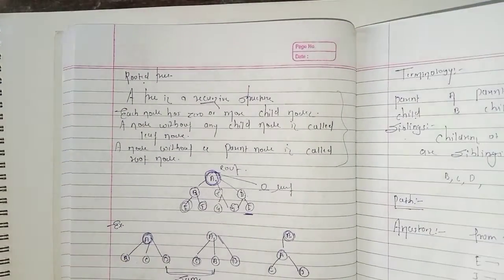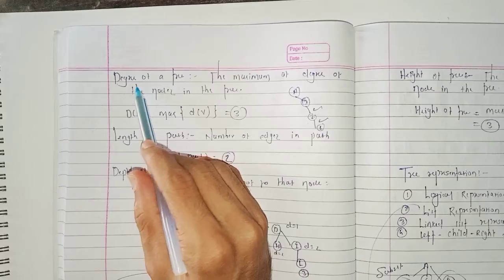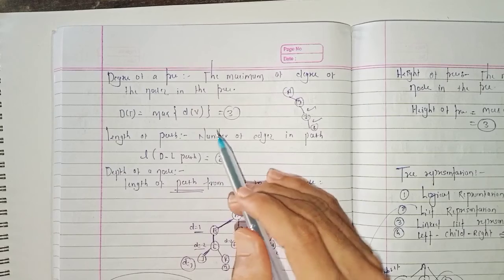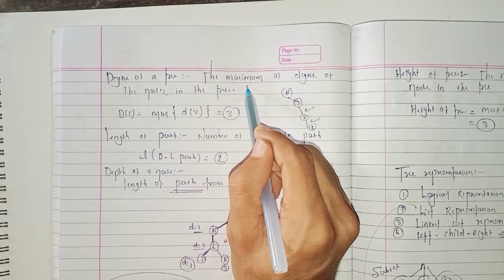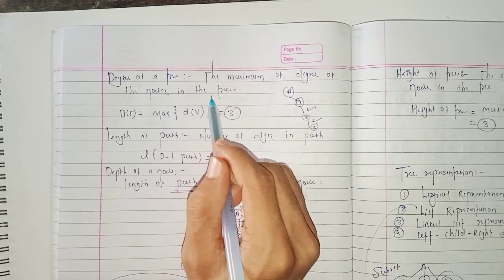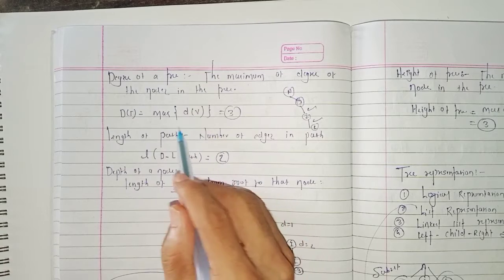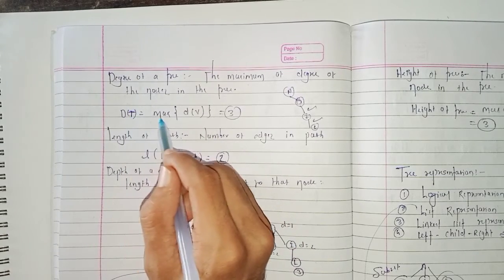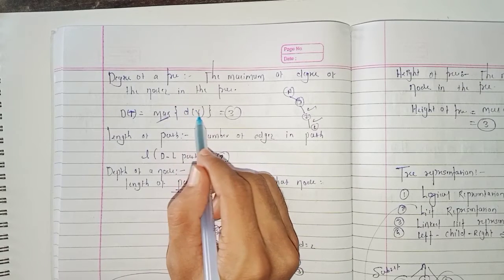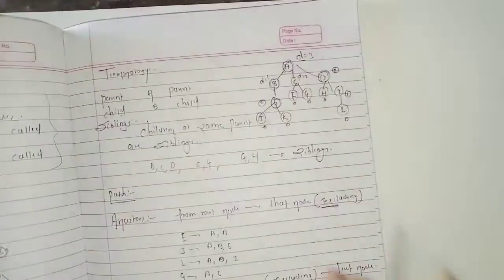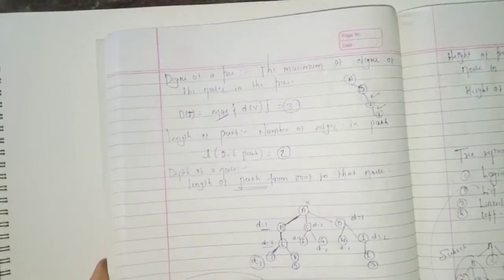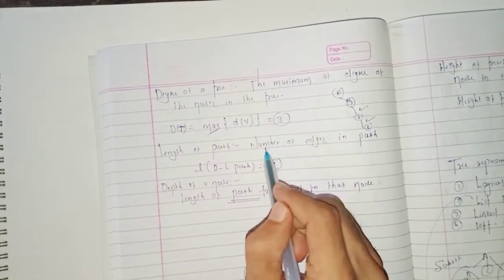The previous was the degree of a node, and right now we need to find out the degree of a tree. There is a difference between the degree of a tree and the degree of a node. The maximum among all the nodes is going to be the degree of a tree. So how to find the degree of a tree? Maximum among the degrees of all vertices. In this example the maximum value is 3, so hence 3 will be the degree of the tree.